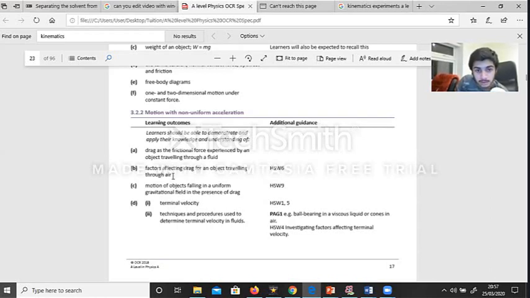Okay. Right. So the factors affecting drag for an object traveling through the air. If an object is traveling through the air, what's going to affect its drag?